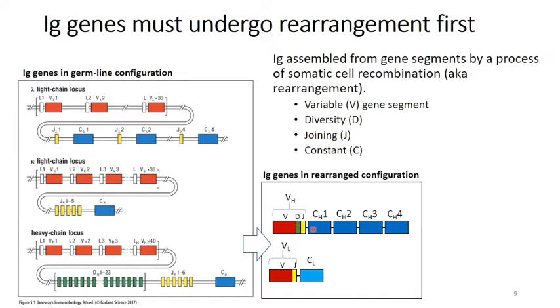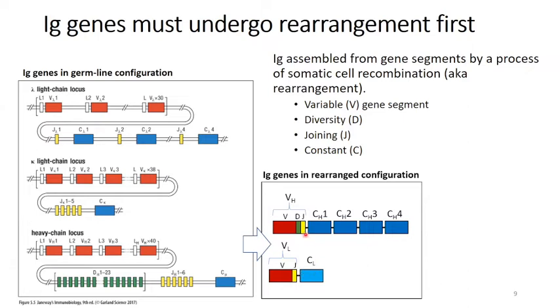Okay? So this process of rearrangement essentially takes one variable gene segment, one diversity segment, and one joining segment. So essentially random, it picks one of each and joins them all together into a contiguous gene, which encodes the variable domain of the B cell receptor. Same thing with the light chain, except there's no diversity segment. There's just a variable and joining gene segment, and they come together to form a rearranged variable light chain gene.